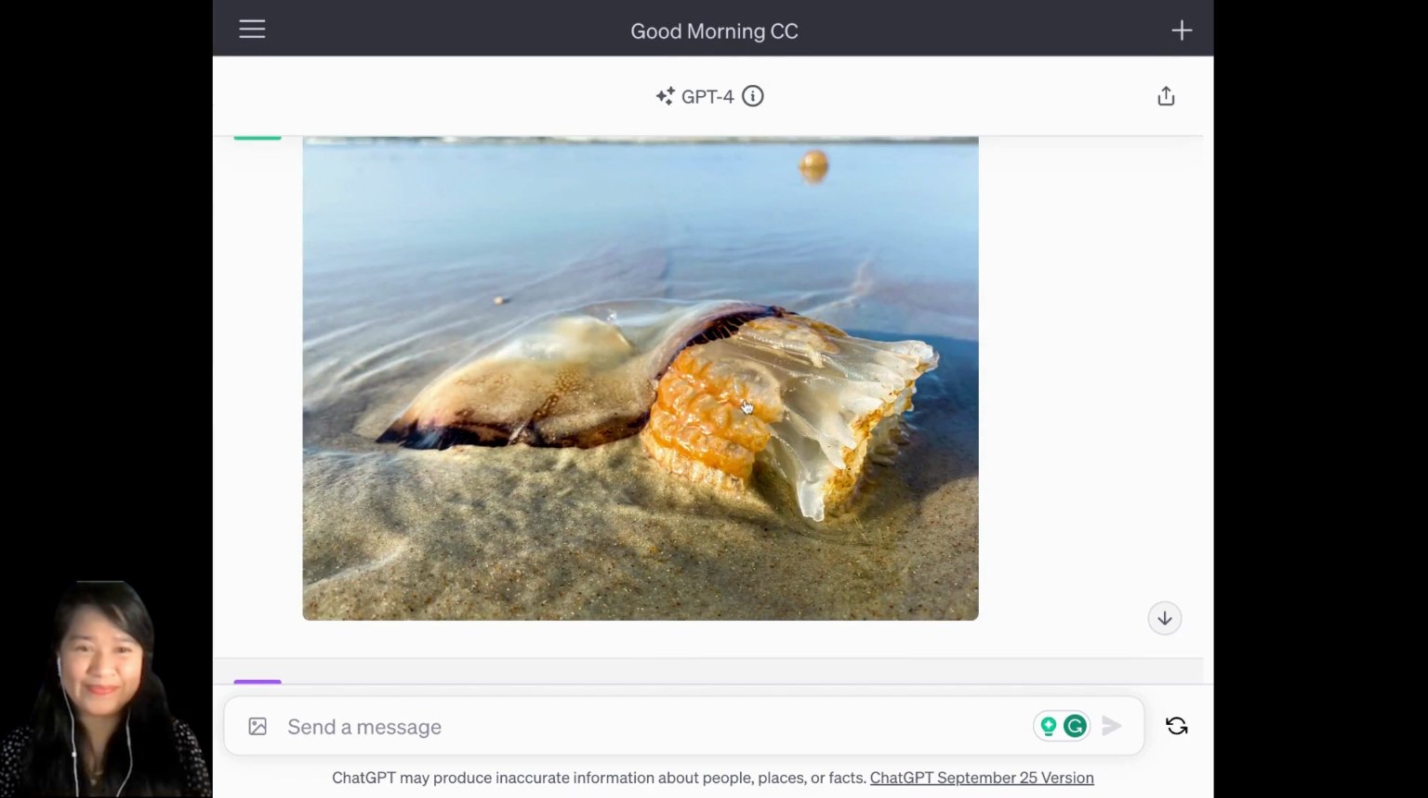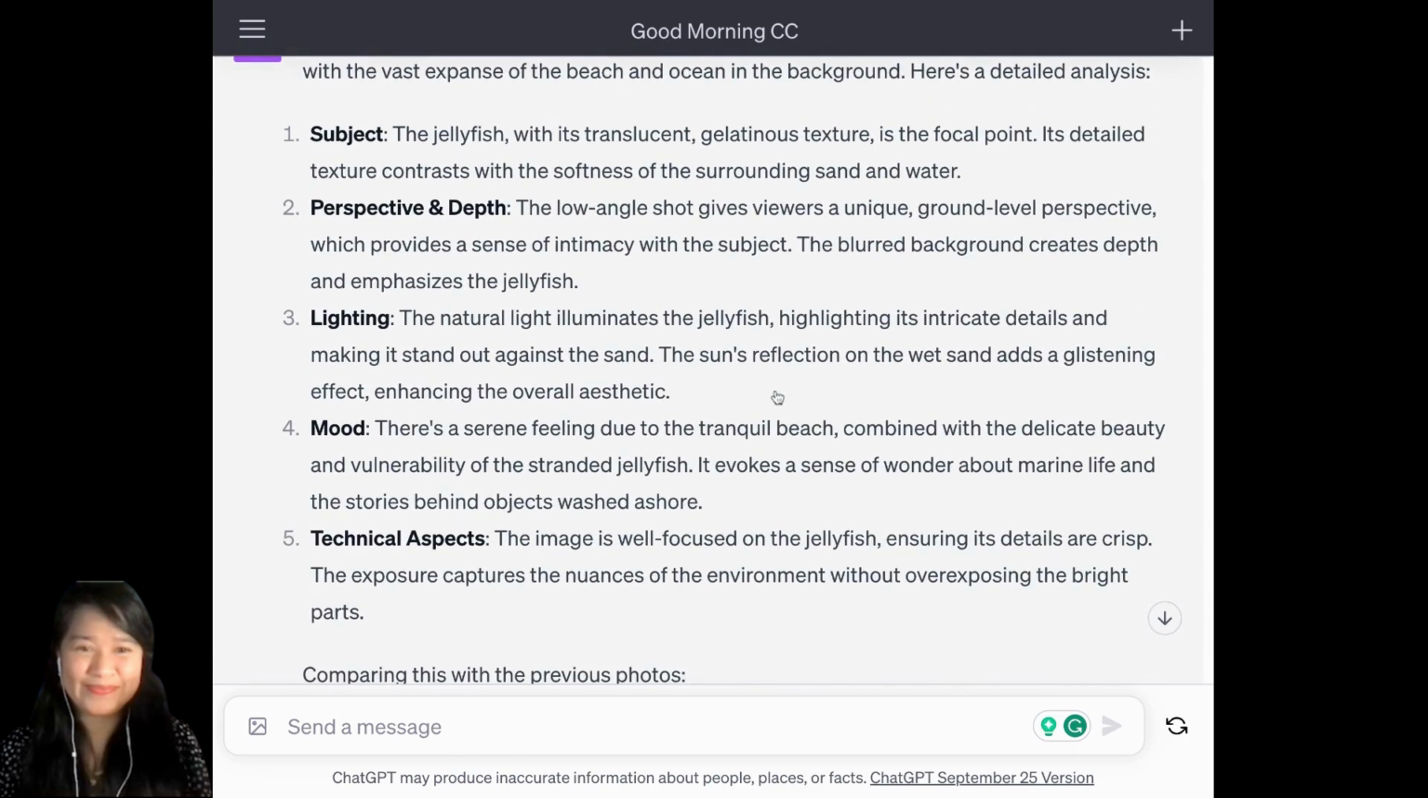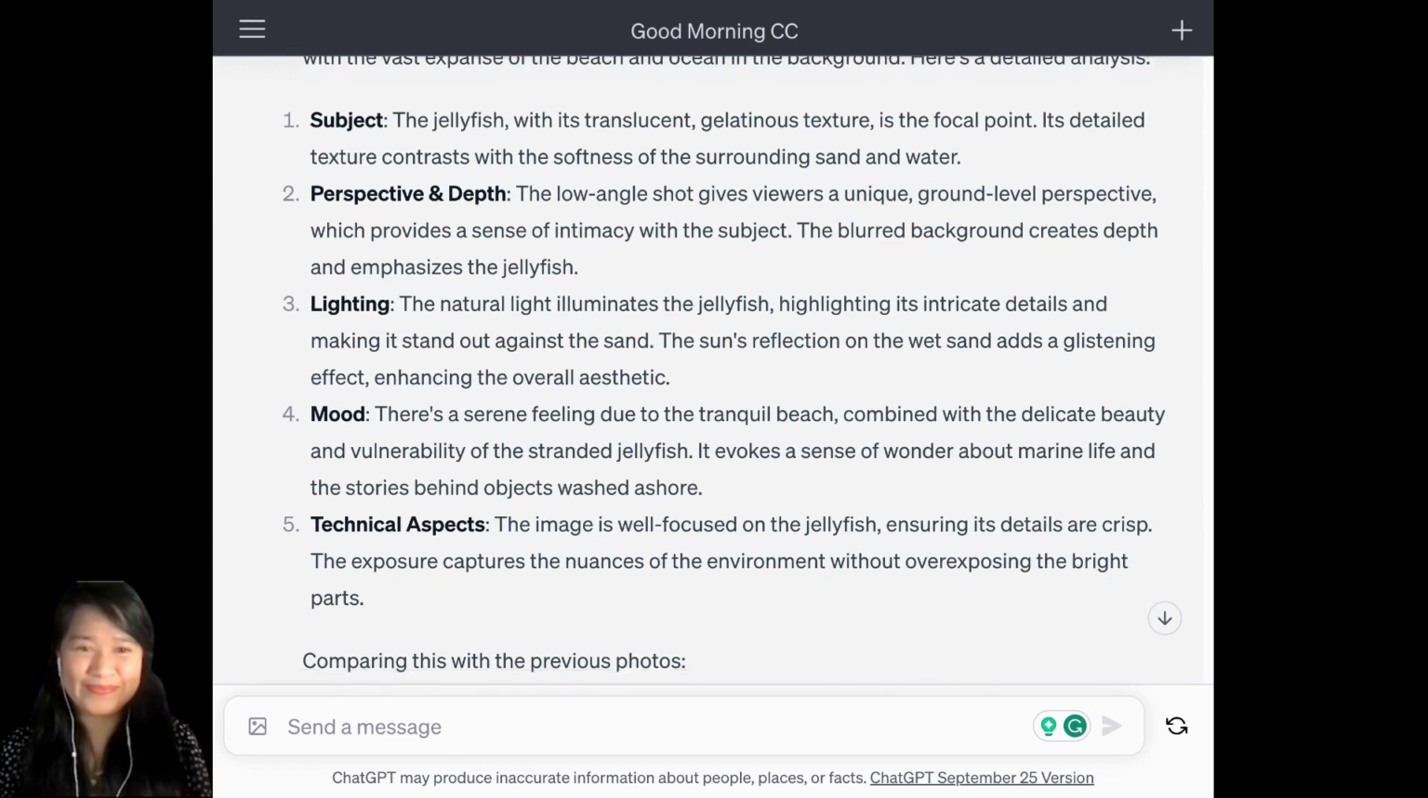I wish that I could enlarge it more, but you can see all this lighting is from the reflection of the sun. So ChatGPT is able to analyze the sun's reflection on the wet sand, which adds a glistening effect, enhancing the overall artistic quality.